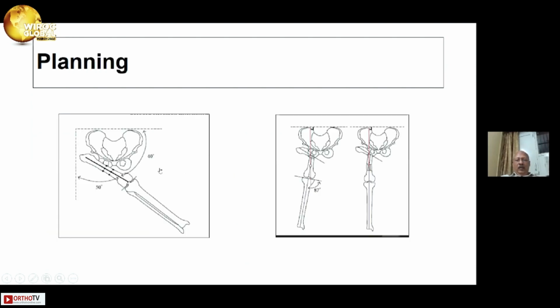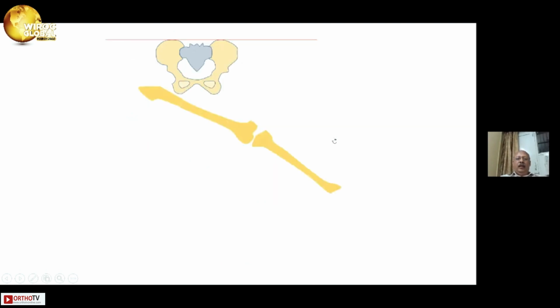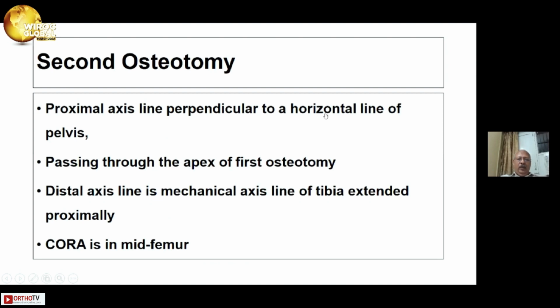So how do you plan this? These are the figures which we are well versed with, this is from Paley's book. So what you do is you go in for maximum adduction at the hip and do an osteotomy at the level of the ischial tuberosity. And then you straighten the limb and it will end up in a valgus at the knee. And then you do a second osteotomy in the distal femur.